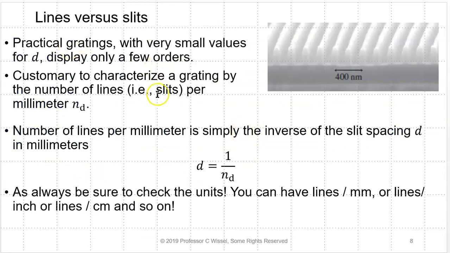Now, practical gratings with very small values of d display only a few orders. It is customary to characterize a grating by the number of lines, that is slits per millimeter, and that is little n_d here. Be careful not to get these confused. The number of lines per millimeter is simply the inverse of the slit spacing d in millimeters. So d is 1 over n_d. Now be very careful to check these units. You can have lines per millimeter, lines per inch, lines per centimeter, lines per meter, lines per nanometer, all different kinds of things here, so be very careful.